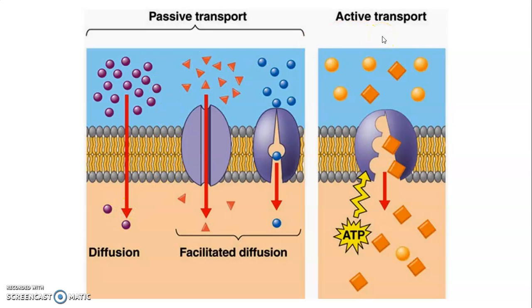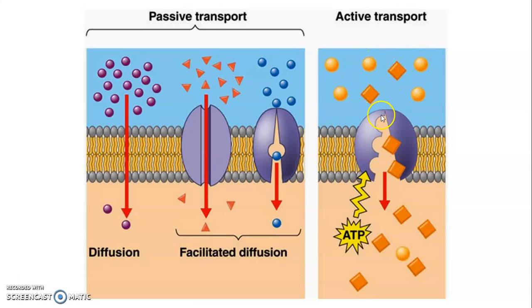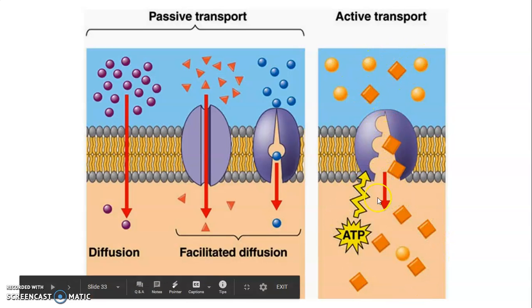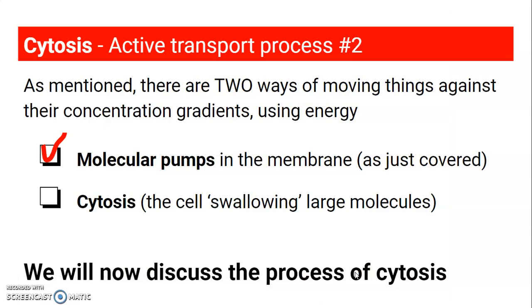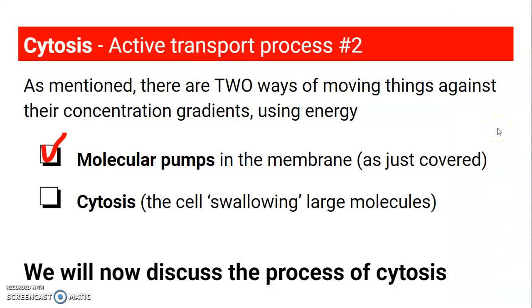Now we're looking at active transport. The very first process of active transport is the use of these protein pumps in the membrane, going from low concentration, looking at these orange squares, to high concentration here. Next we're going to be looking at the second mechanism behind active transport, which isn't part of this diagram, called cytosis. So we've looked at pumps. Now we're looking at cytosis, which is that cell eating kind of thing.